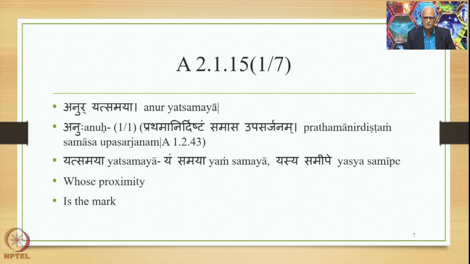Now the second pada is yat samaya, which is dissolved as yam samaya, which means yasya samipe. Samaya is an indeclinable or avyaya, which indicates the meaning samipa or proximity, and the Paninian grammar through different statements has stated that when this word samaya is used, the associated word gets the dvitiya vibhakti. So samaya yam samaya. So yam is in dvitiya. What it means is yasya samipe, whose proximity. And this proximity is the mark. Yasya samipe lakshanam. Yat samaya lakshanam.